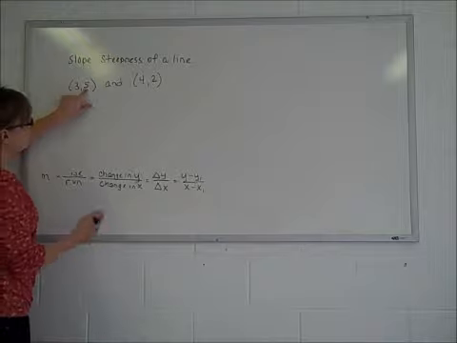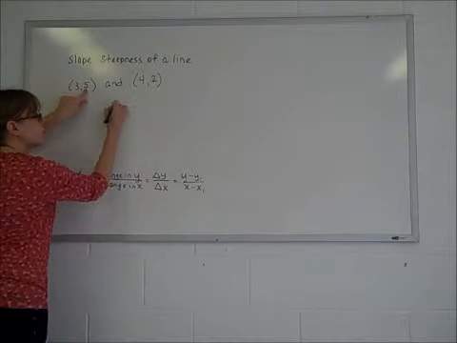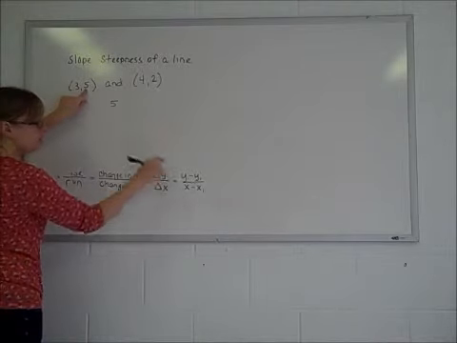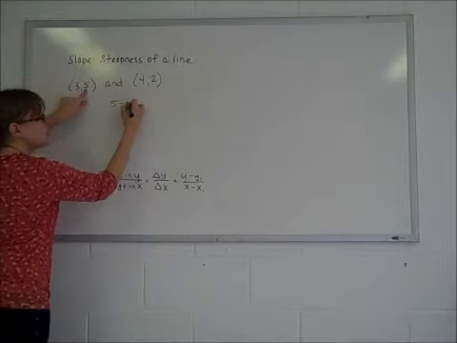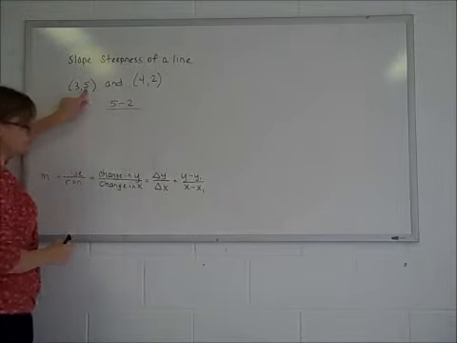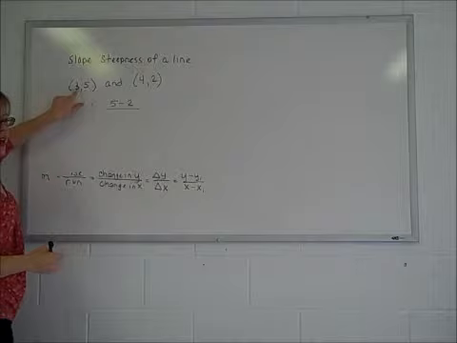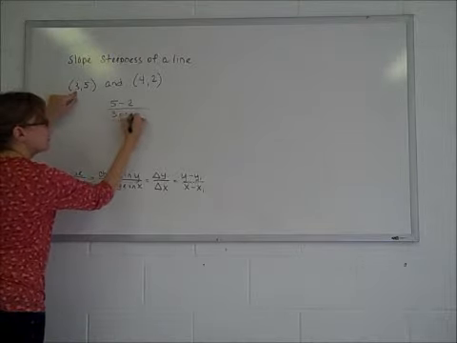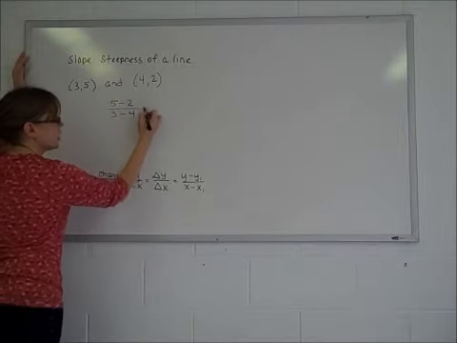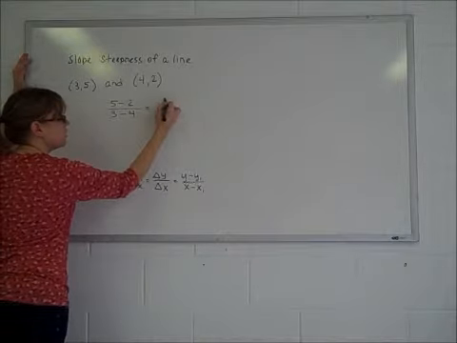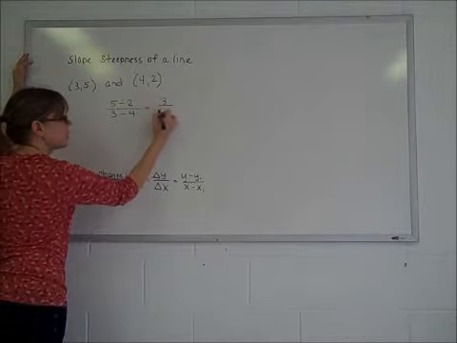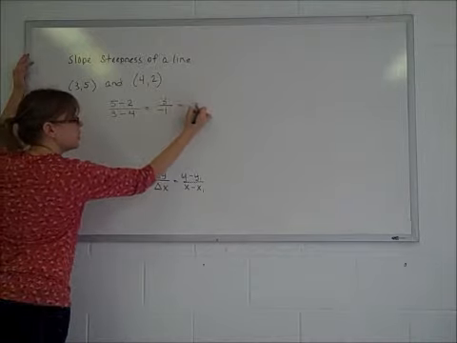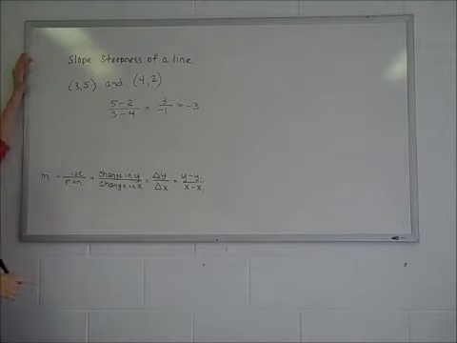So I'm going to start with this number here, the 5. So my change in y is 5 minus 2. Because I started with 5, I automatically have to start with 5's partner 3 on the bottom. 3 minus 4. Then I calculate. 5 minus 2 is 3. 3 minus 4 is negative 1. So my slope for this line is negative 3.